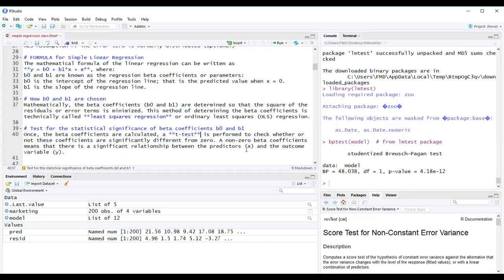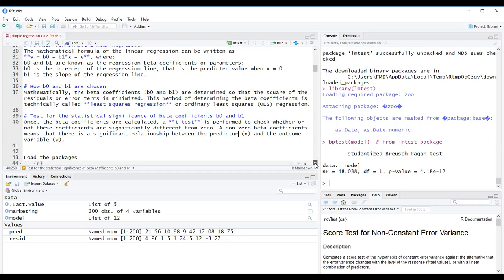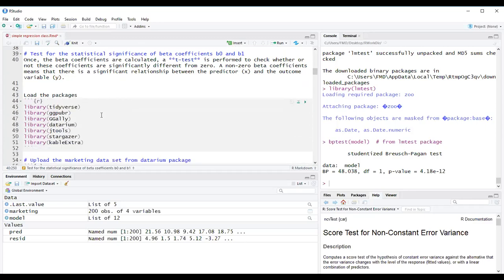And when that happens, it means that there's a significant relationship between the predictor X, in our case, because we only have a simple linear regression model, and the outcome variable Y. It's best to learn this by an example.